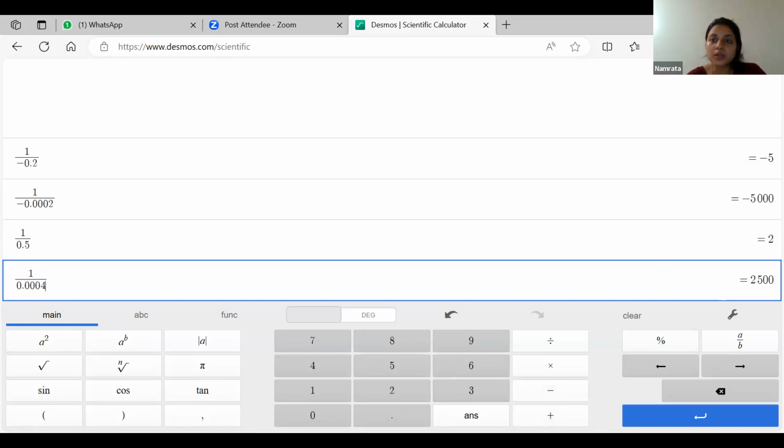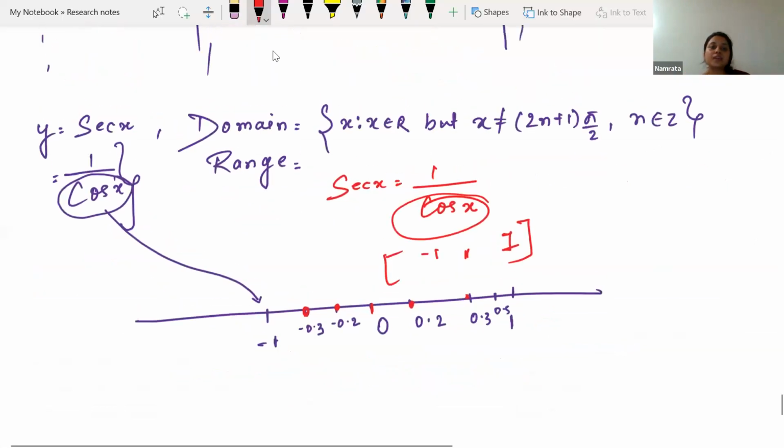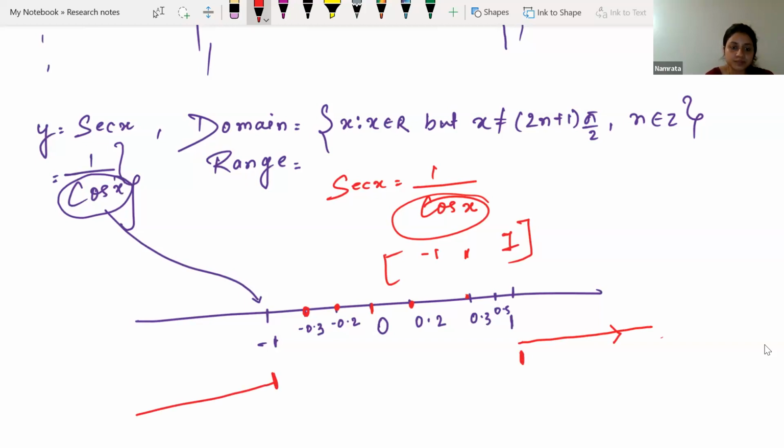So I am going to conclude over here that when we are taking any number in between -1 to 1, the sec x value is just going in this direction. It can be 1 or more than 1, and it can be -1 or less than -1. Do you agree with me? Yes, ma'am. Okay, so range of sec x, I am going to write it from here.